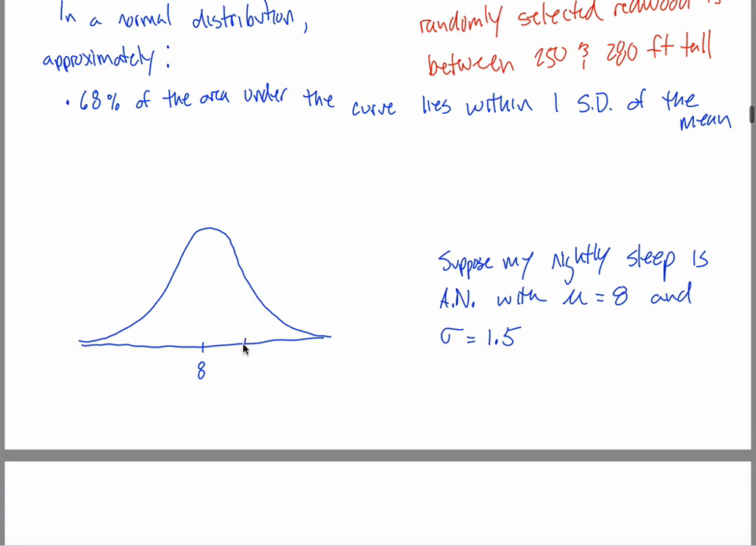So when I make my scale here, so that by the time I'm 3 standard deviations above the mean or 3 standard deviations below the mean, I'm pretty far out in the tails, these tick marks should each be 1.5 apart. So if I start at 8, 8 plus 1.5 gets me up to 9.5. 9.5 plus 1.5 gets me up to 11. And 11 plus 1.5 gets me up to 12.5.